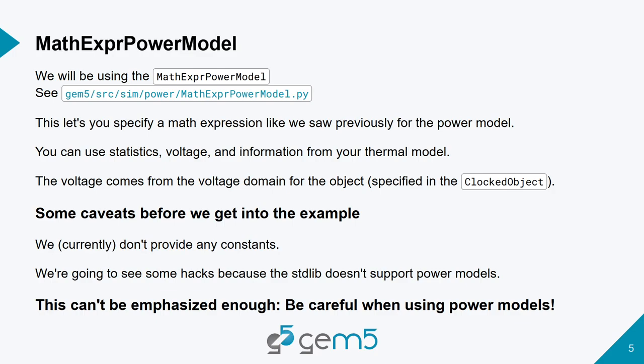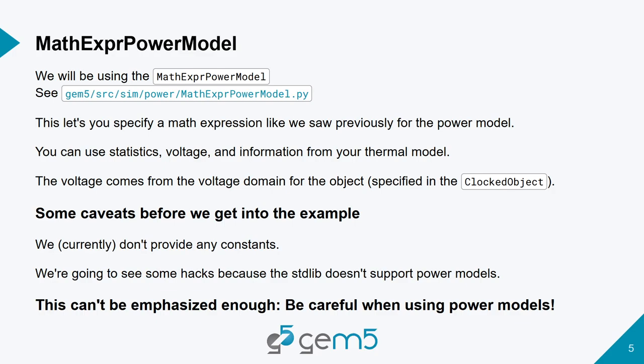The voltage comes from the voltage domain. We haven't seen this yet, but most SimObjects that are integrated into your system have a clock domain and a voltage domain associated with them. And you can do DVFS and change these dynamically, although we don't have any examples of that.